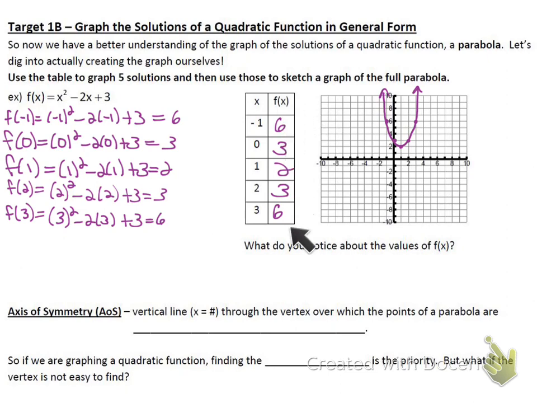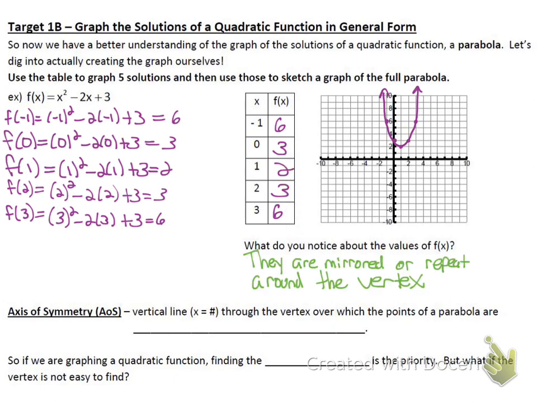Now that you've created your first parabola, what do you notice about the values for f of x right here? Hopefully you noticed that they're mirrored or repeat around the vertex. That vertex is at 1, 2. That's that center point. You can see those values repeat, 3 and 3, and 6 and 6. And 1, 2 is right here on your graph, the vertex.